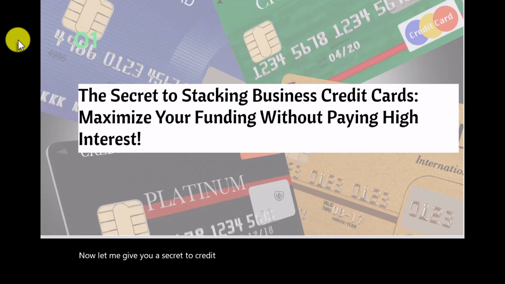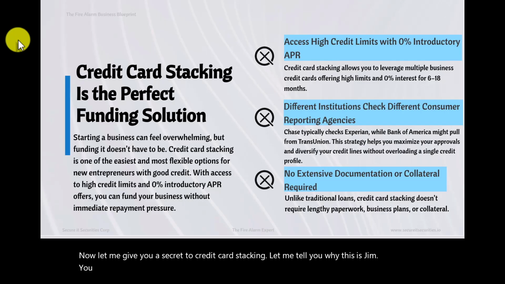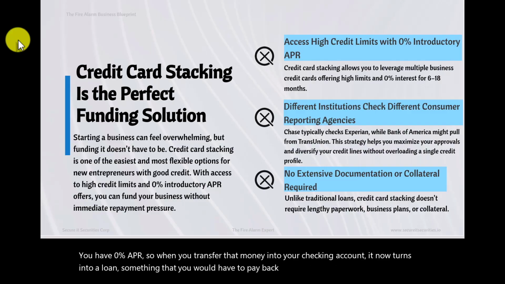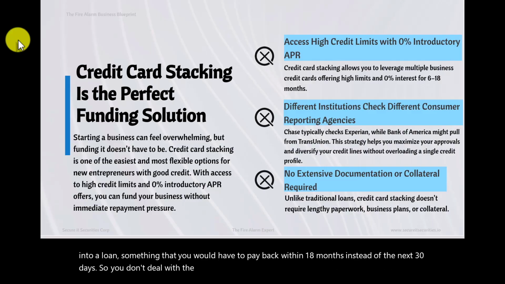Let me tell you why this is a gem. You have 0% APR, so when you transfer that money into your checking account, it now turns into a loan, something that you would have to pay back within 18 months instead of the next 30 days. So you don't deal with the utilization rate because it turns into a loan. It's not a credit card at the moment, so you won't get hit with high utilization.